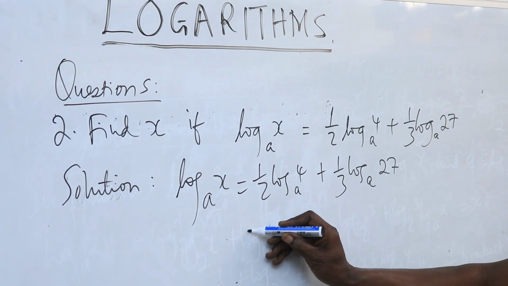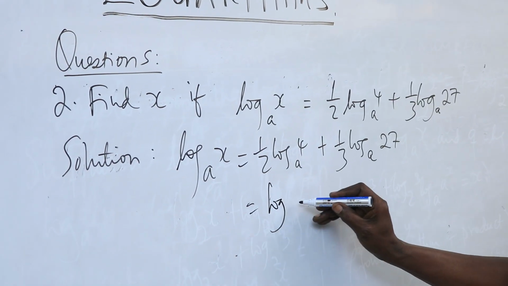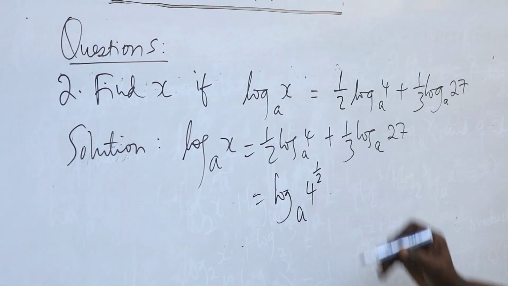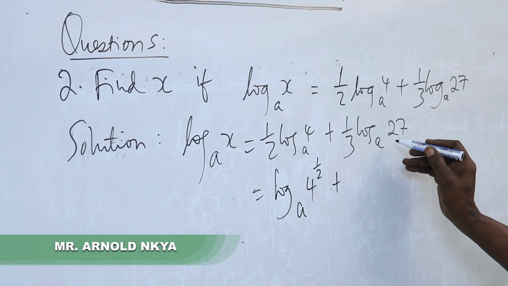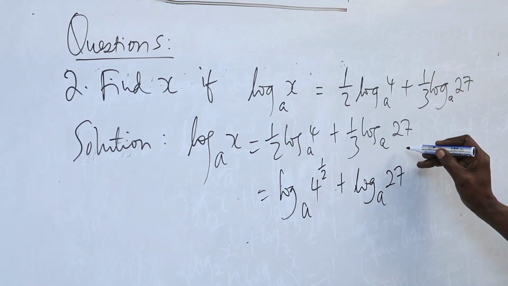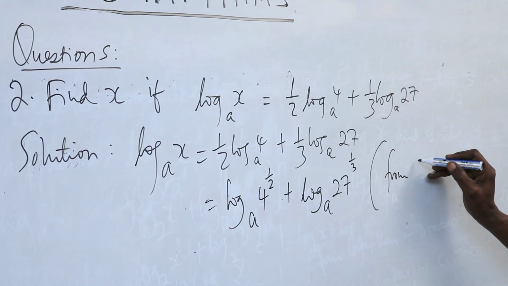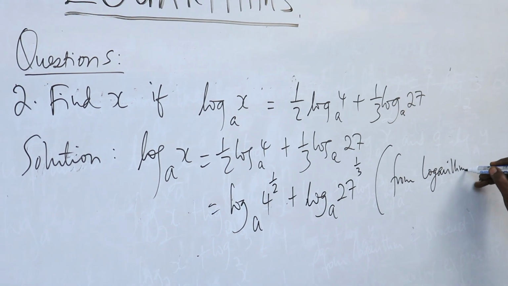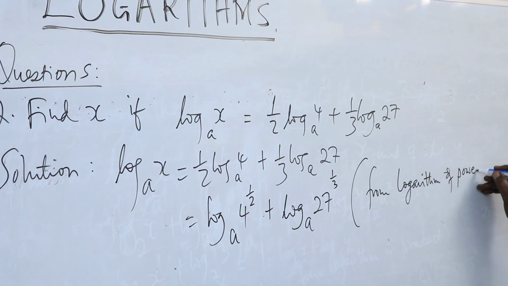Now, half log 4 can be written as log 4 exponent half using the law of power. And this one, 1/3 log 27, can be written as log 27 exponent 1/3, from the logarithm of power or root.